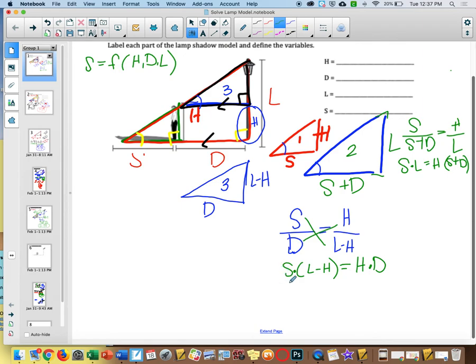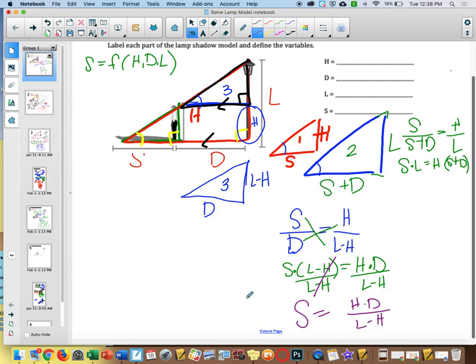So, do not freak out. I'm never going to ask you to do this on the test or anything, but we're going to divide by everything in parentheses. We're going to divide by L minus H. We're going to move that chunk over to the other side. Okay? With that, my L minus H cancels on this side, leaving S by itself like I wanted. Drum roll, here's your equation. S equals H times D divided by L minus H.